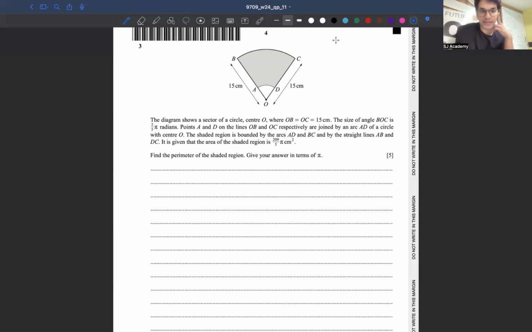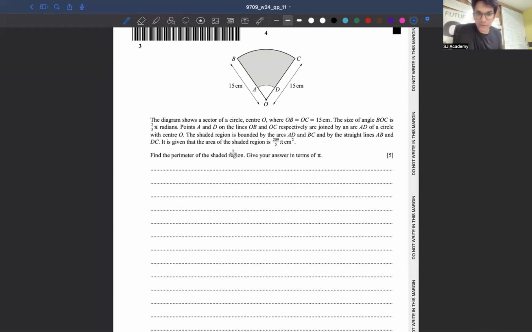In question 3, it says that a diagram shows a sector of a circle, center O, with OB, OC equal to 15. The size of angle BOC is 2 by 5 pi. Points A and D lie on the lines OB and OC and are joined by an arc AD of a circle center O. The shaded area is bounded by the arcs AD and BC, and the area of the shaded region is 209 upon 5 pi. We have to find the perimeter of the shaded region, giving our answer in terms of pi.